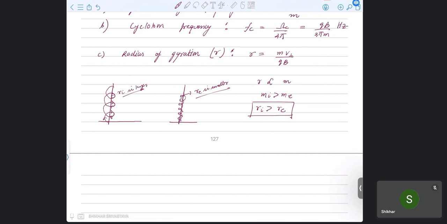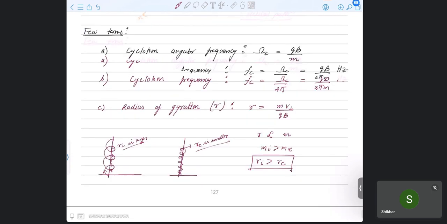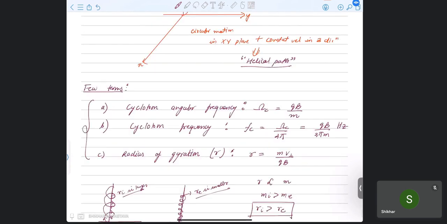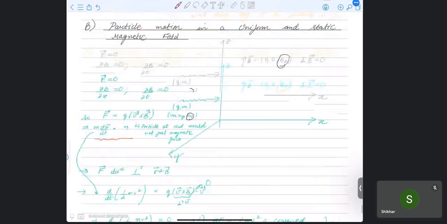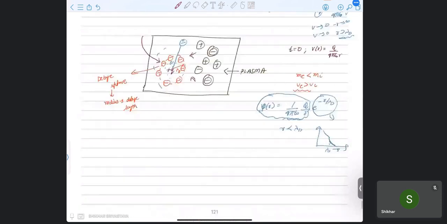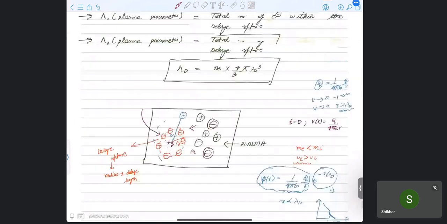And also, so this is one thing. So these are three important terms when it comes to solving numericals. Okay, so I'll just quickly solve a few of the numericals which were there in the topic today.